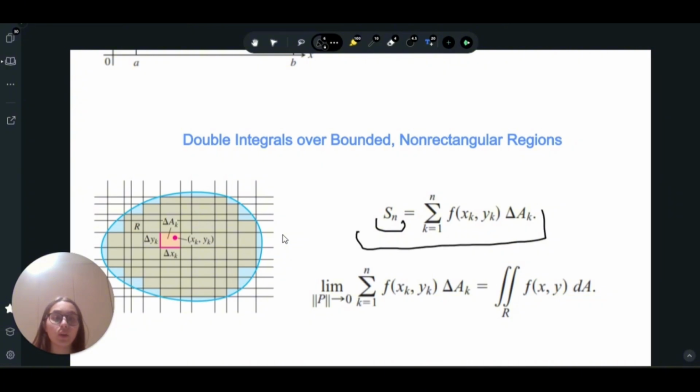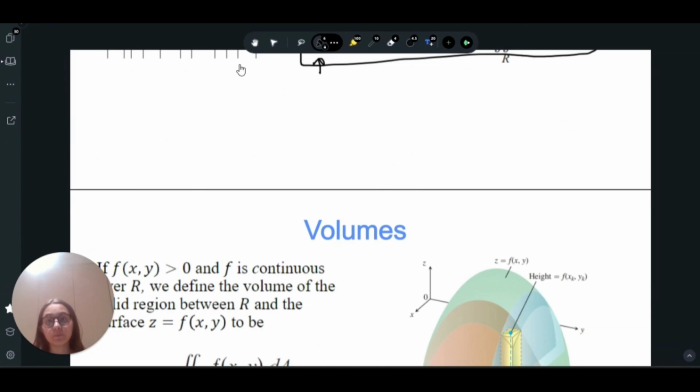This is the formula where delta A_k is the area of the kth rectangle. As the partition gets thinner, the Riemann sum S_n approaches the double integral as the norm of the partition P approaches 0. This is expressed by this formula right here, where we take the sum over k from 1 to n.